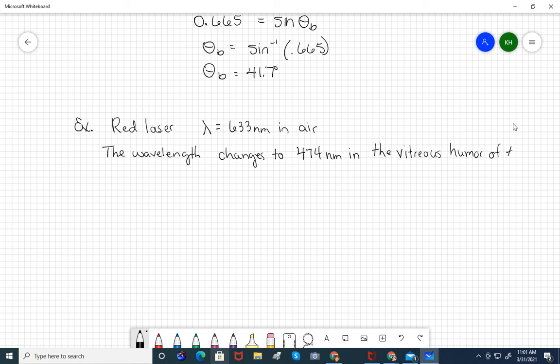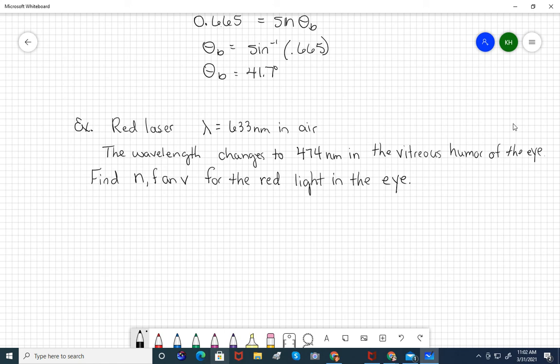of the eye. Now, for those of you that haven't taken an anatomy class, the vitreous humor of the eye is the liquid jelly, kind of like a gelatinous fluid that's inside the eyeball. Okay? It says, find n, f, and v for the red light in the eye. I hope this is not a very strong laser. Lasers can be really damaging to the eye.